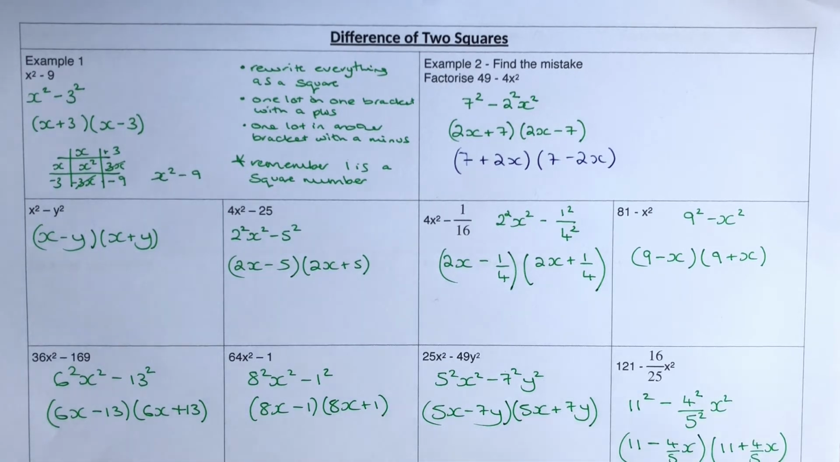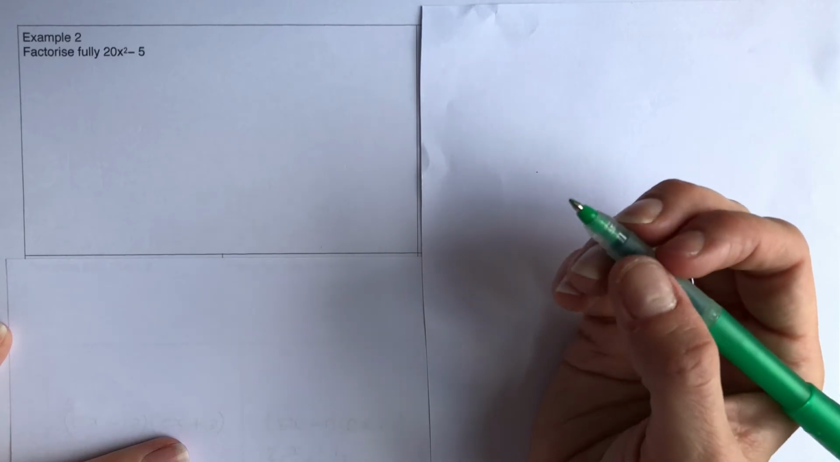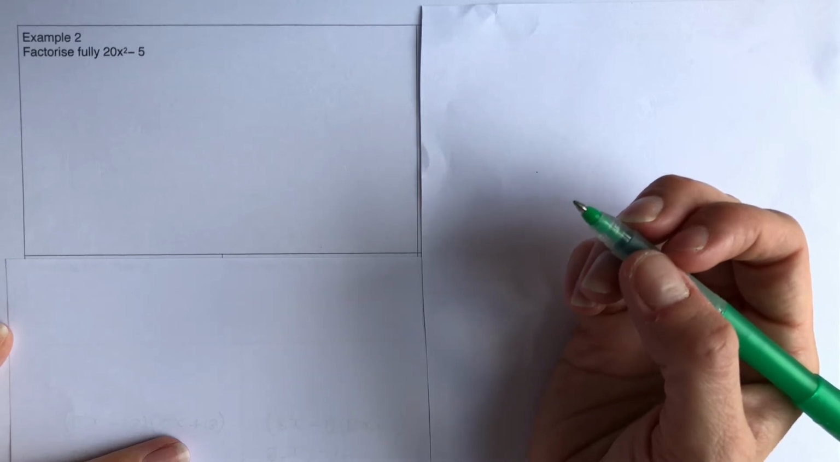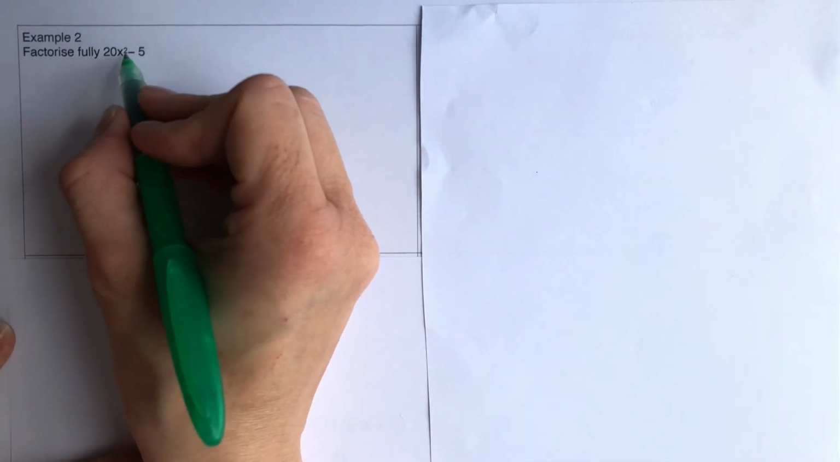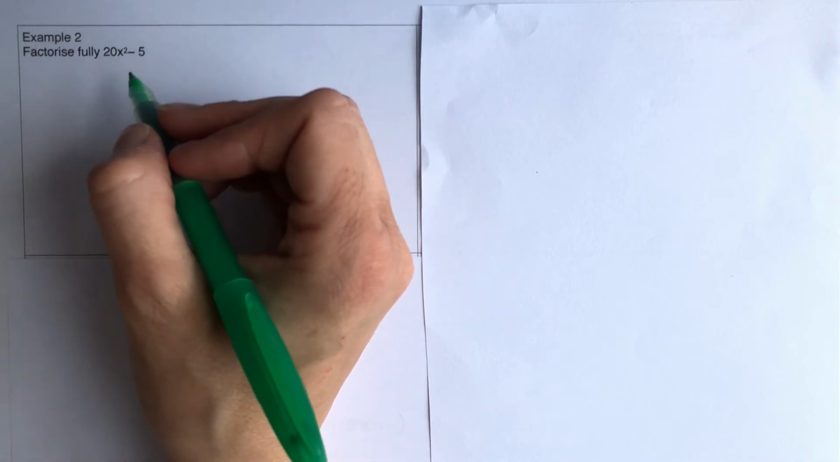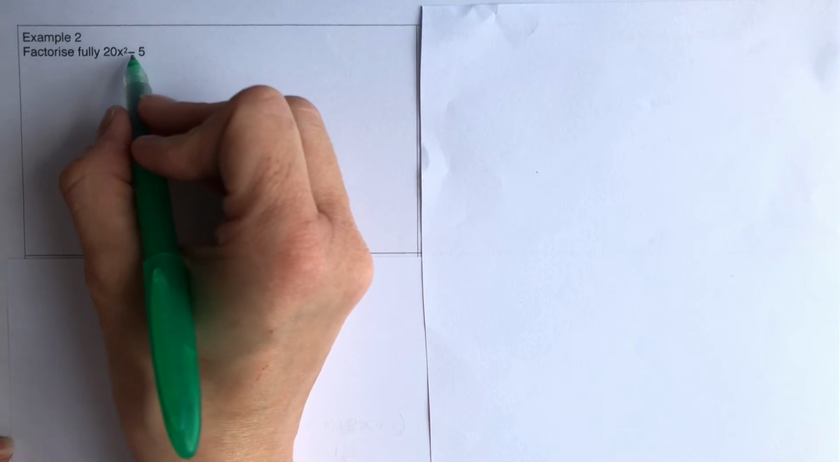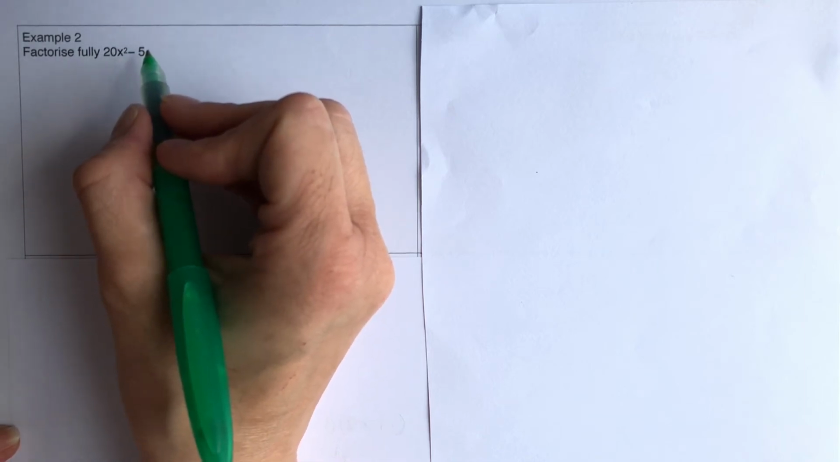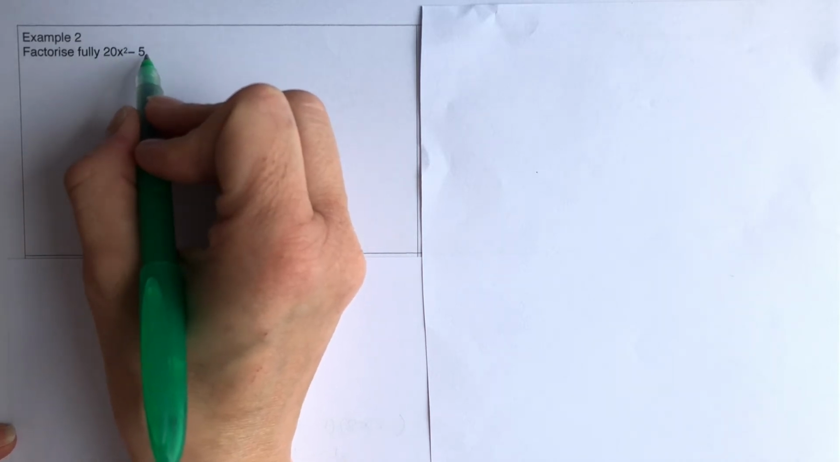Let's move on. We're still doing difference of two squares, but this time it changes slightly. This is my next example. This is what's been coming up on the new GCSE. So have a look at this one. We've got 20x squared minus 5. Now I look at that, and the rule to spot a difference of two squares is that there's a negative and everything is a square number. But these aren't square numbers.